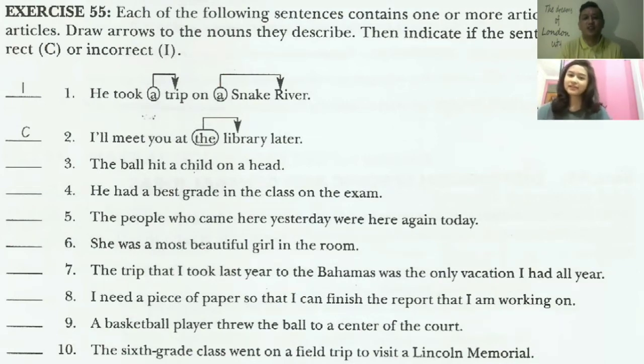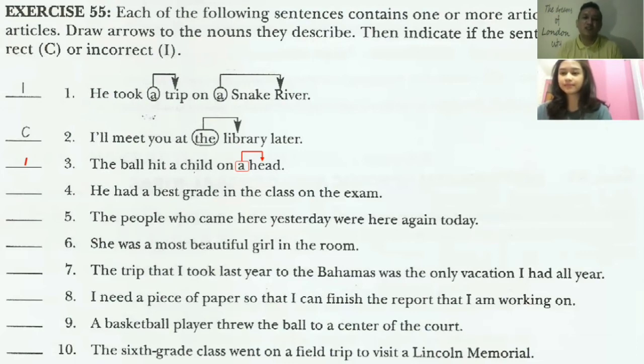Incorrect. Which one is incorrect? A child or a head? A head. Good. Why a head? Because it belongs to the child's head. Okay. And then in number four, he had a best grade in the class on the exam.